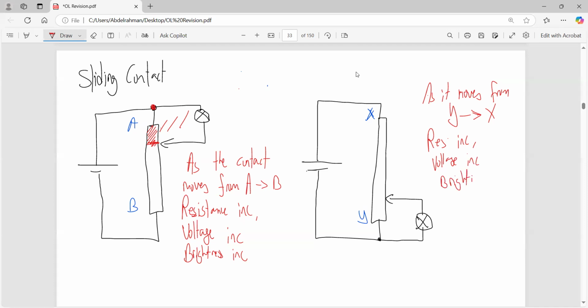The brightness increases. Why? Because you're moving away from this conjunction. Can you see this part? The further away you move from it, the higher the resistance, the higher the voltage. At this point it's only covering this part of the resistor. As it moves upwards, the resistance would increase, the voltage would increase. So the voltage of the lamp and the resistance are directly proportional. As you increase the voltage, the brightness increases.